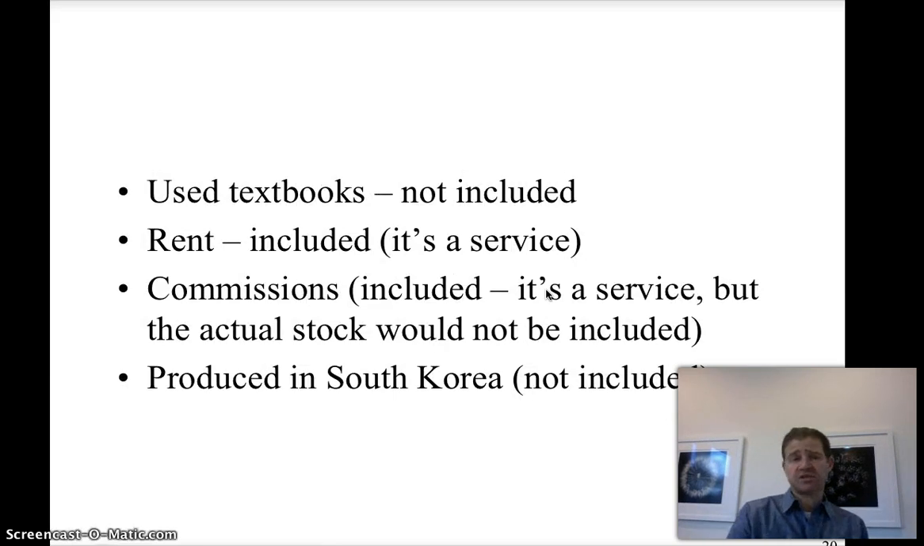The first one's easy. Used textbooks are not included. Rent is included in GDP because you're providing a service to someone. You're allowing them to use your place in exchange for the rent. The commission, this is a tough one. It does have to do with stocks, but it is included because this is a service. You're helping them buy the stock. It's not the actual purchase of the stock. And the last one is not included because it is produced within the borders of South Korea.